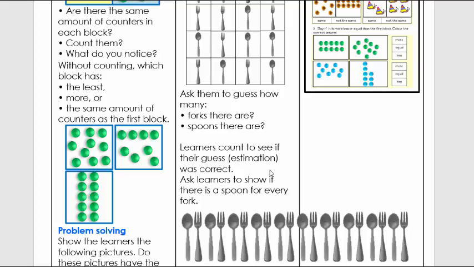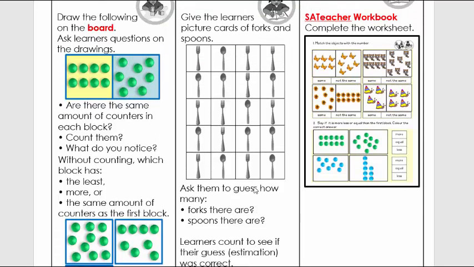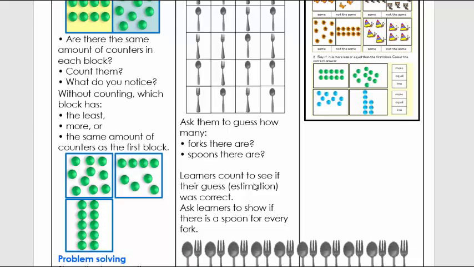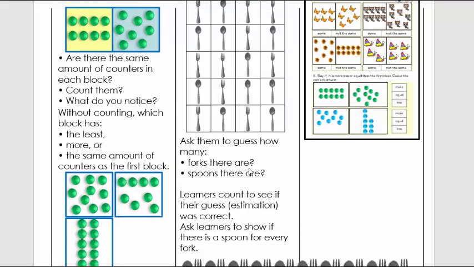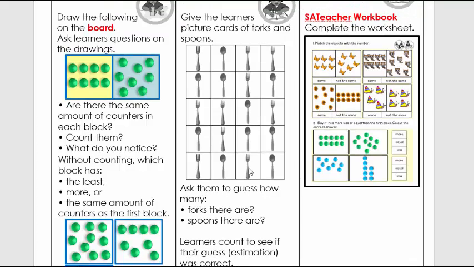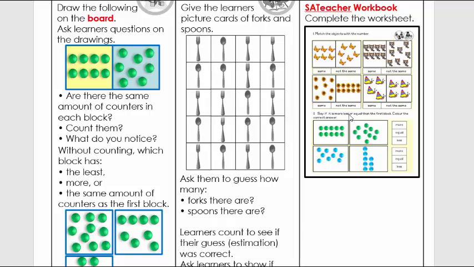Ask learners to show if there is a spoon for every fork. I want you to pause at this activity and then do it practically. Please make use of pictures. If you don't want to make use of knives and forks, you can make use of other types of pictures as well. So now we're going to complete the SA Teacher worksheet.